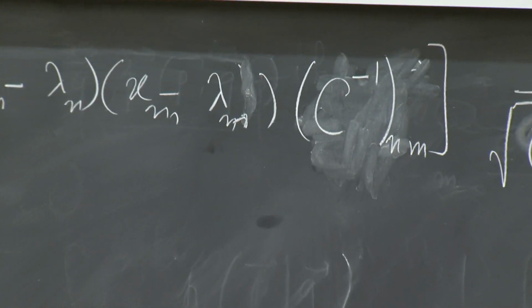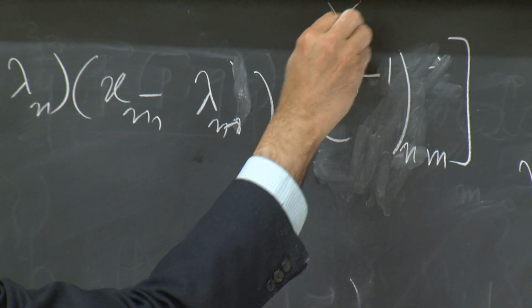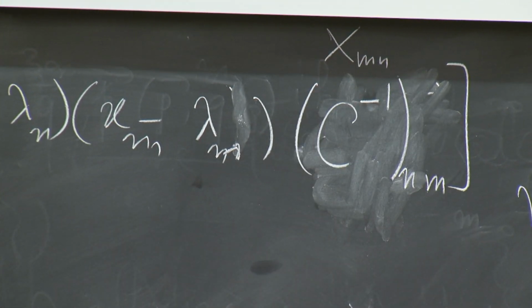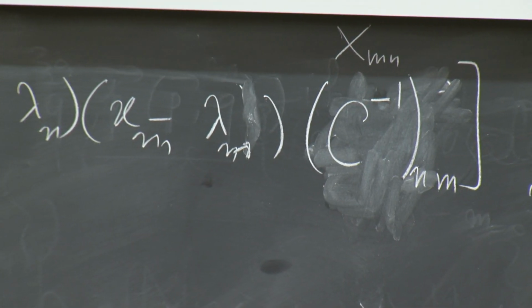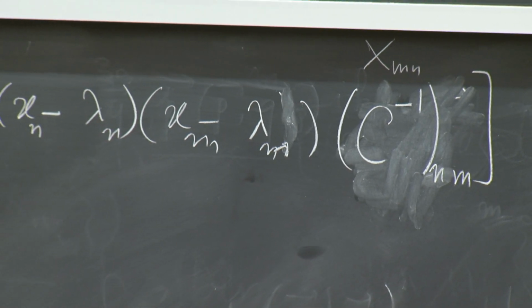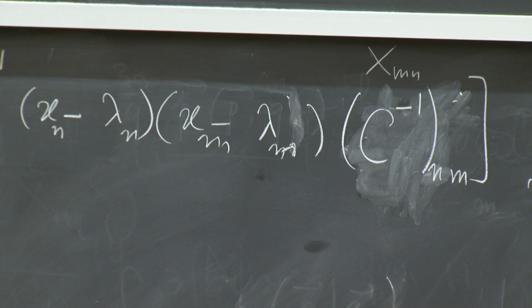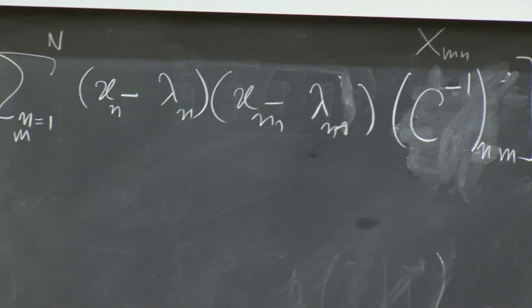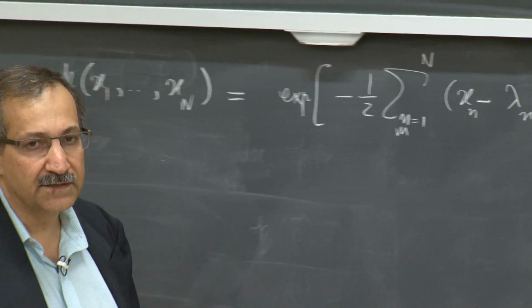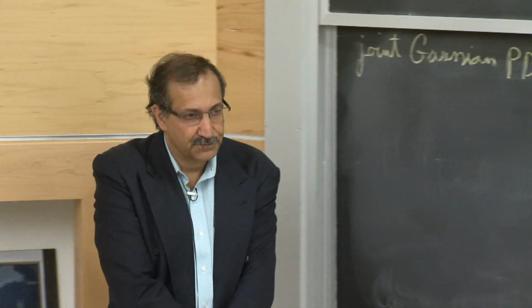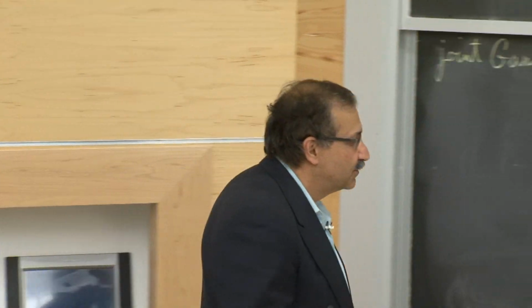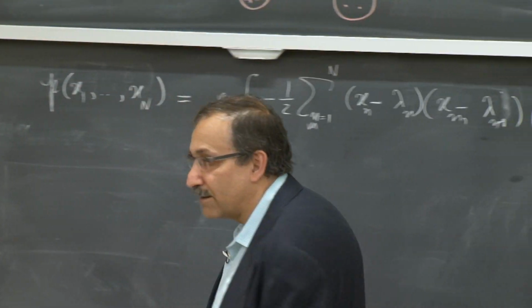So I could have called this whatever I want. I could have called the coefficients xmn. I have chosen to regard them as the inverse of some other matrix C. And the reason for that becomes shortly clear, because the covariances will be related to the inverse of this matrix, and hence that's the appropriate way to look at it.